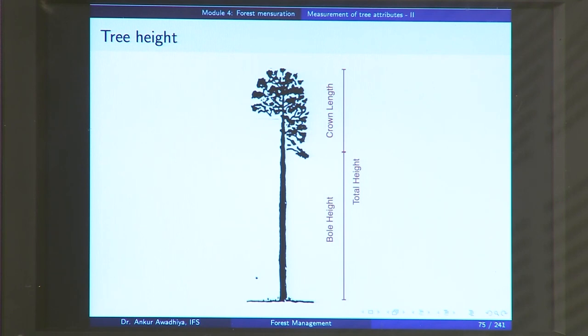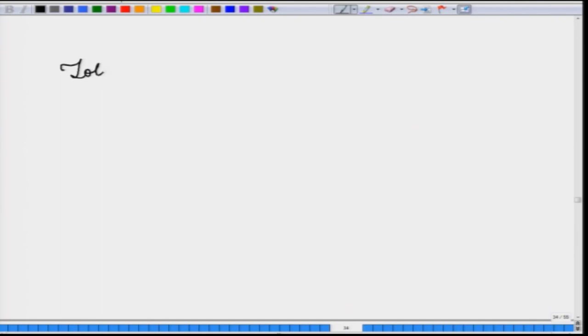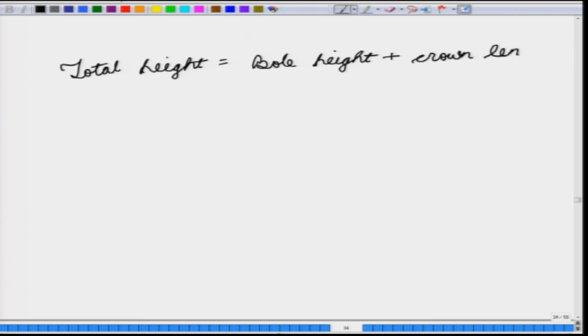So we can write that total height is equal to bole height plus the crown length.